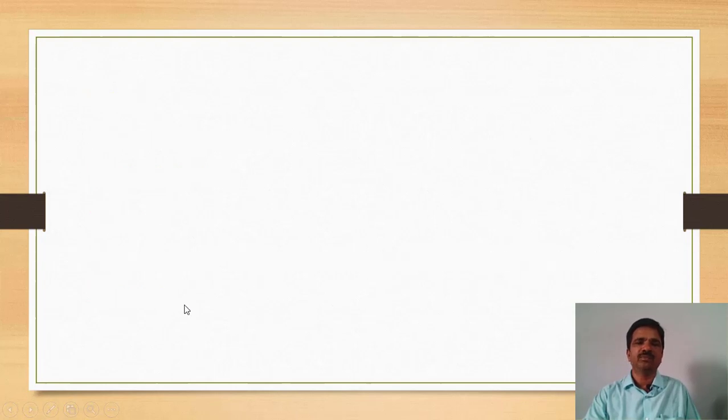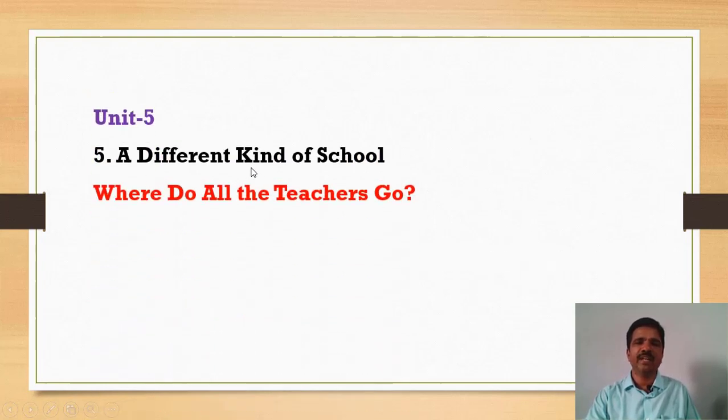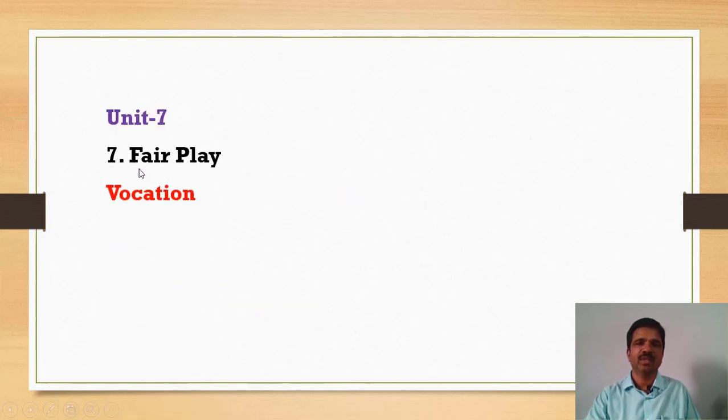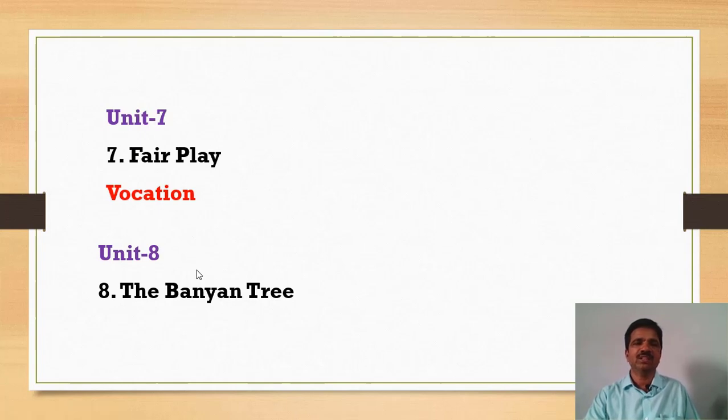Poem: Beauty. Unit 5, A Different Kind of School. Poem: Where Do All the Teachers Go? Unit 6, Who I Am? The poem: The Wonderful Words. Unit 7, A Fairy Play. Poem: Vocation. Unit 8, The Banyan Tree. In this unit there is no poem. Here we have 8 units in Class 6th for Honeysuckle.